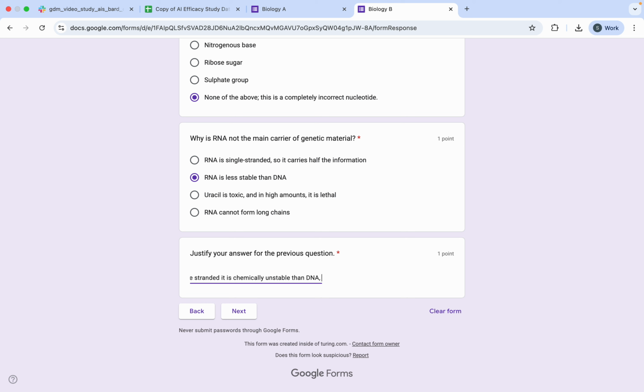Also, RNA is less reactive than deoxyribose sugar. Okay.